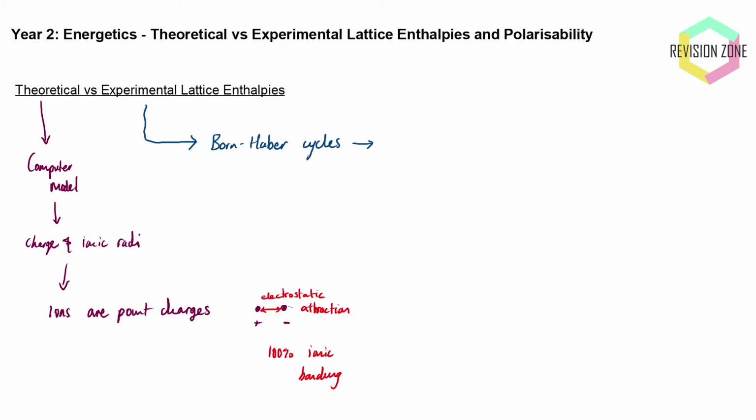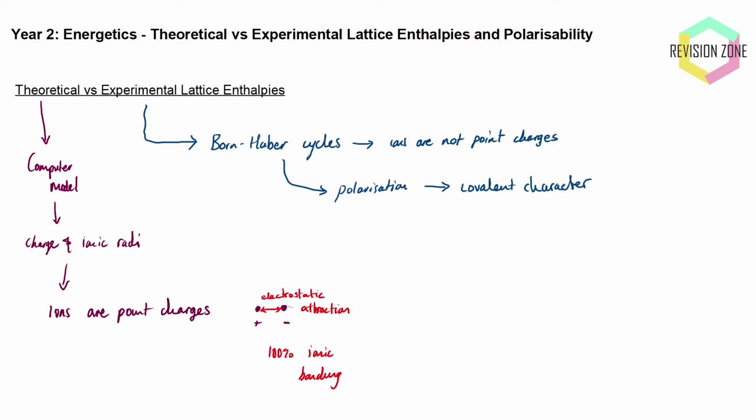So we look at these ions as not point charges. So ions are not point charges, but we still account for ionic radii and charge, multiple charges. What it does account for is the polarization that occurs between these two ions, and therefore the covalent character. So this is what it accounts for.